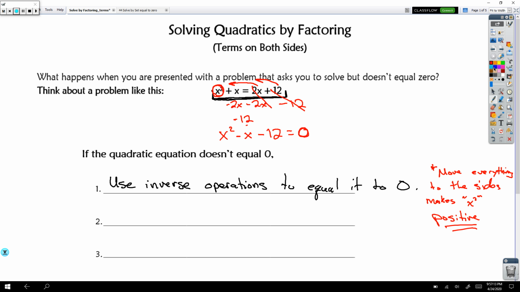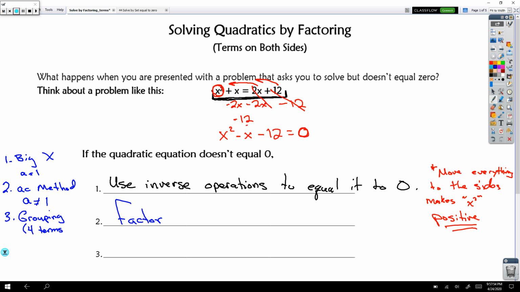All right. Now, once we have the quadratic equal to 0, I'm now going to factor using one of the methods we've learned. So if you think about all the methods of factoring, we have big X. Okay, and that's when a equals 1, right? It's just x squared in the problem. Then we have AC method, and that's when a doesn't equal 1, meaning that the squared term has a number in front of it. We had grouping. That was when I had 4 terms in the problem already.